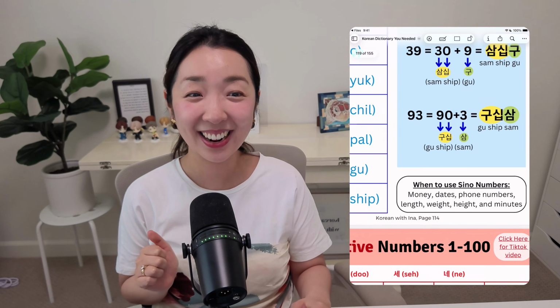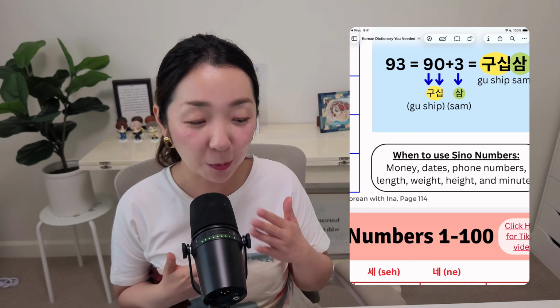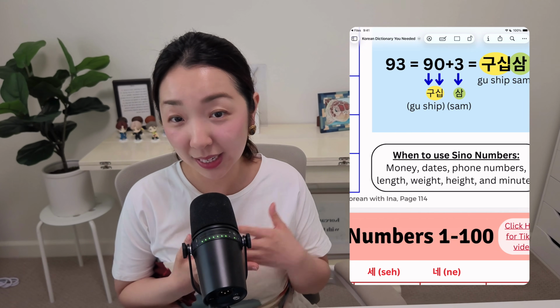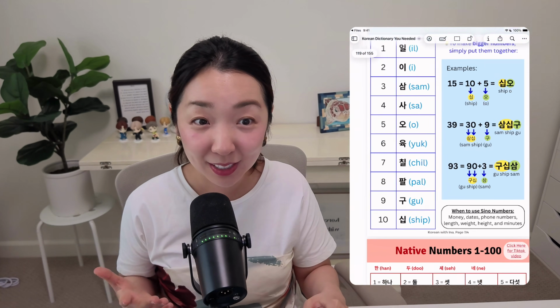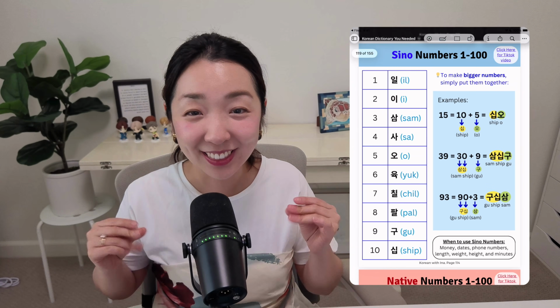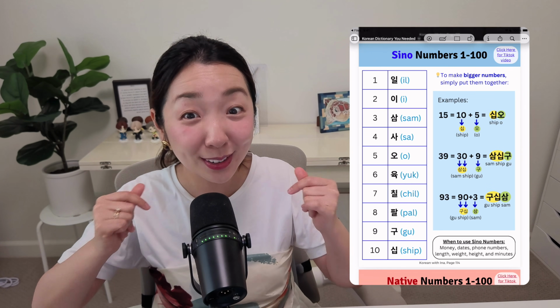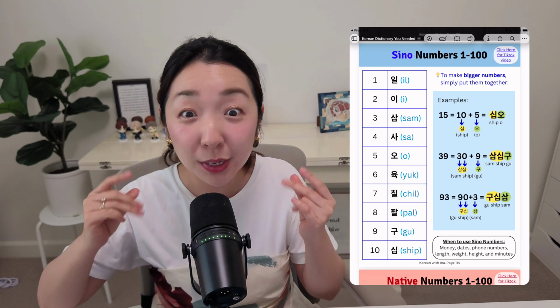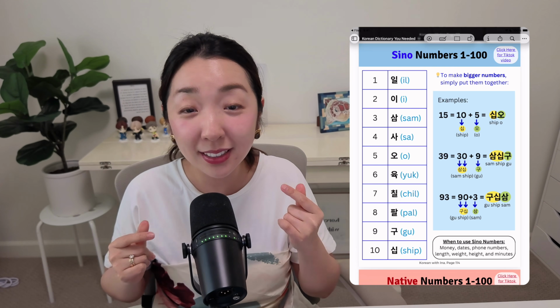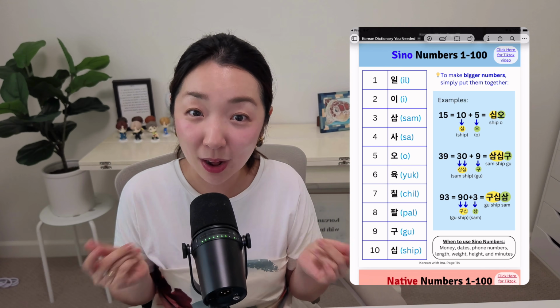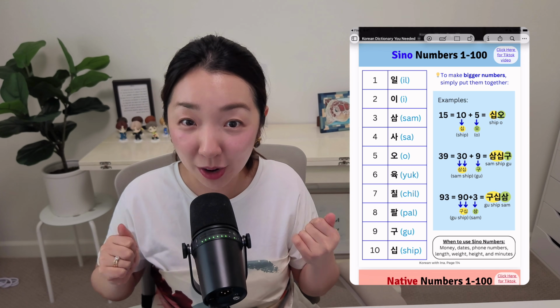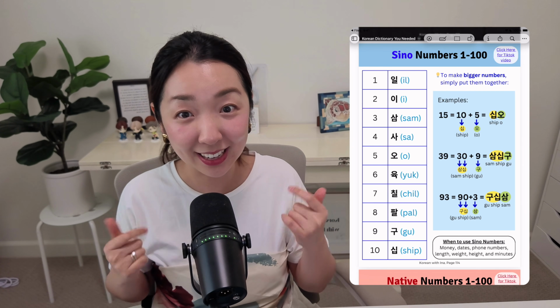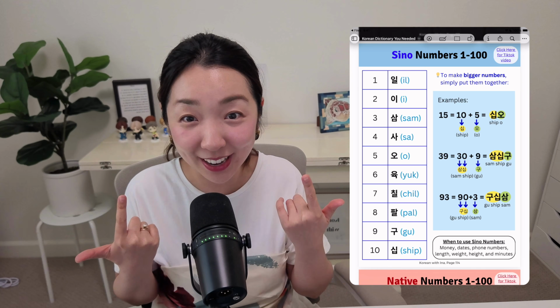That's it. So on the very bottom, I wrote when to use Sino numbers, and they are part of my song. So should we do it again? Three, two, one. Seriously, sing it multiple times. Go back to the song multiple times, and you're going to be singing this while you're folding your laundry, while you're driving your car today. Okay? Because songs stick to your brain.